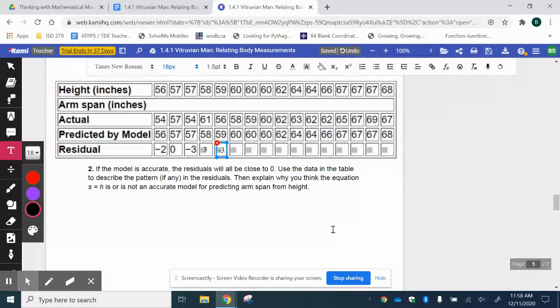And number 2, it says, if the model is accurate, the residuals will all be close to 0. Use the data in the table to describe the pattern, if any, in the residuals. Then explain why you think the equation S equals H is or is not an accurate model for predicting arm span from height.